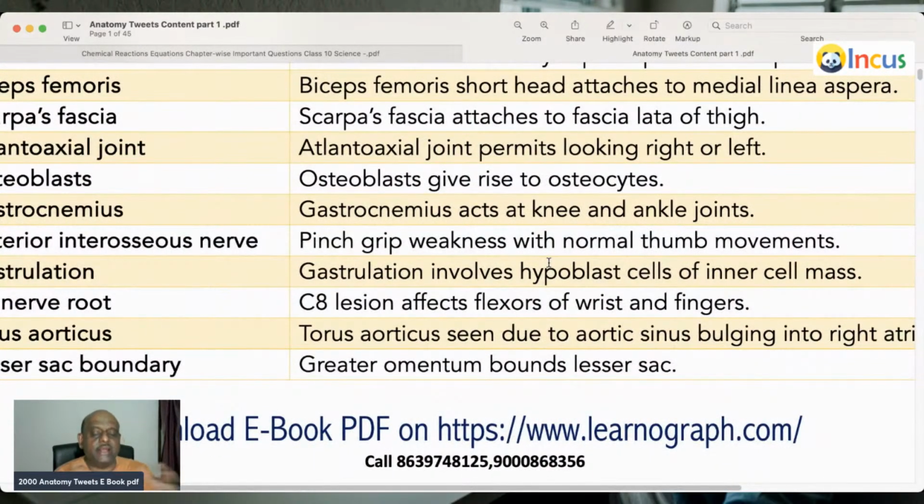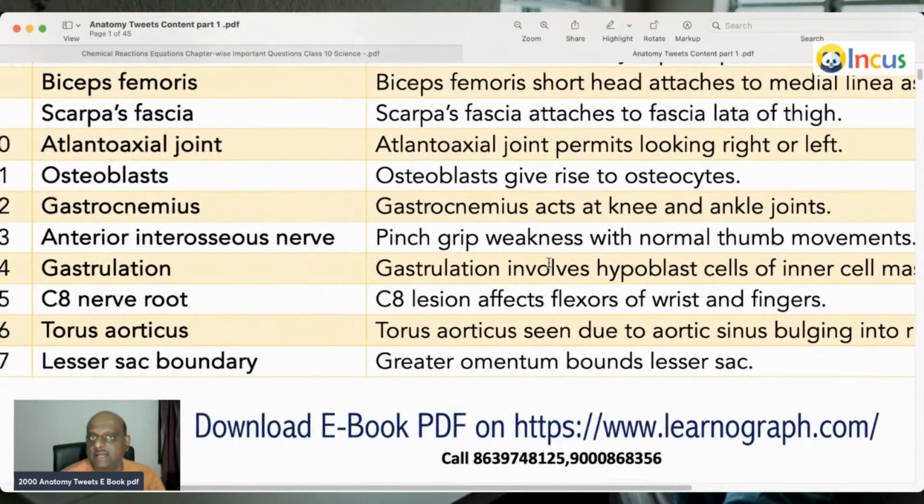Gastrulation. What is gastrulation in embryology? It involves the hypoblast cells of the inner cell mass developing as a basis for gastrulation. For the flexors of the wrist and fingers, what is the nerve root? It is the C8 nerve root. C6 is important for your biceps, right?